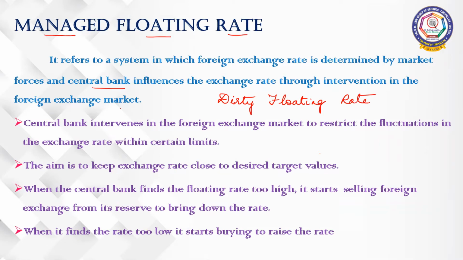Central bank intervenes in the foreign exchange market to restrict the fluctuations in the exchange rate within certain limits. The aim is to keep exchange rate close to desired target values. When the central bank finds the floating rate too high, it starts selling foreign exchange from its reserve to bring down the rate. At the same time, when it finds the rate too low, then it starts buying to raise the rate.